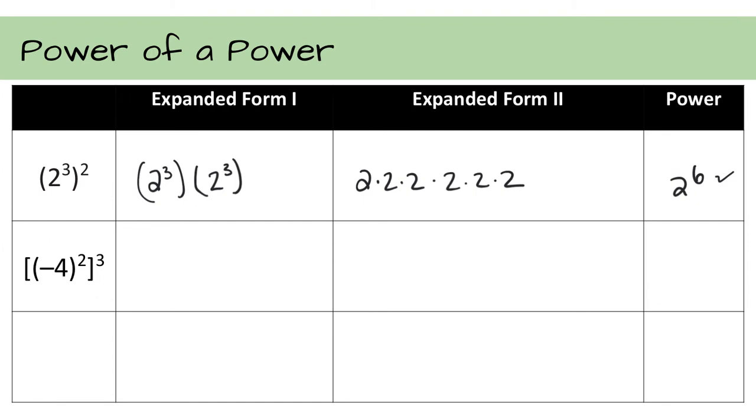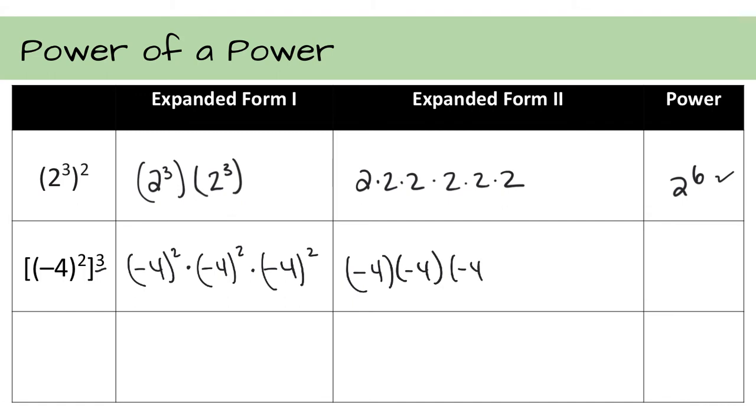All right, let's look at our next example. So we're going to expand just the inside base, which is negative 4 squared, and we know we're multiplying that by itself 3 times. So we have negative 4 squared by negative 4 squared by negative 4 squared. And we're going to expand even more. Negative 4 by negative 4 by negative 4, negative 4, and 2 more, negative 4, negative 4, which gives us a single power of negative 4 with an exponent of 6.